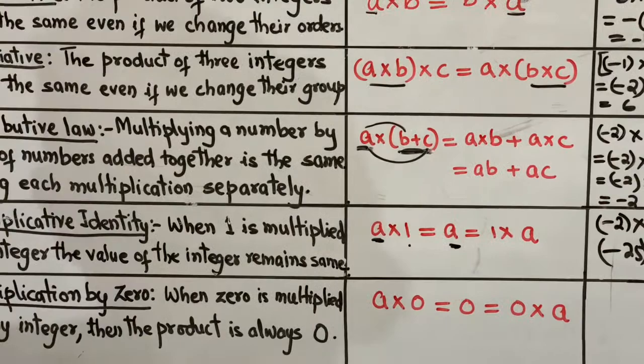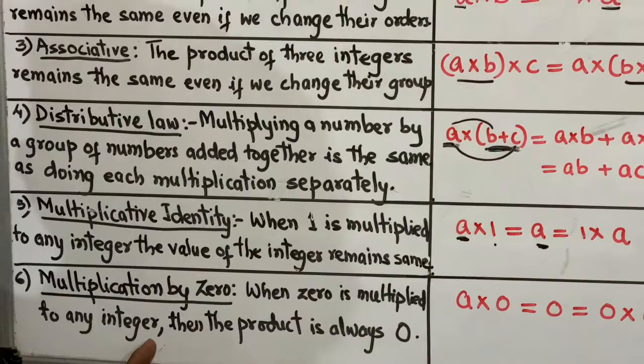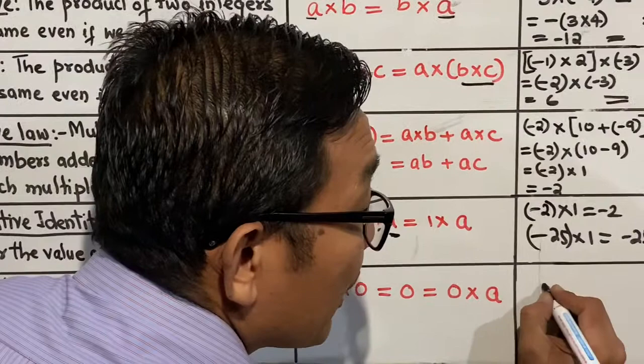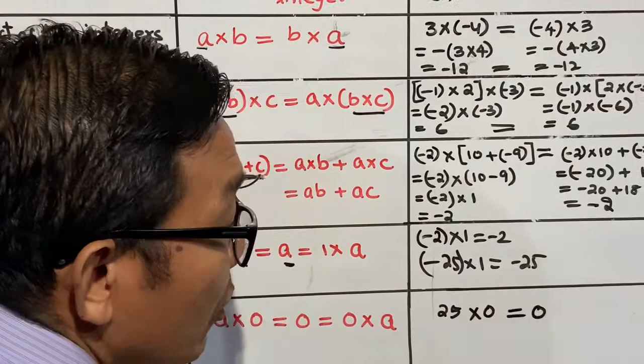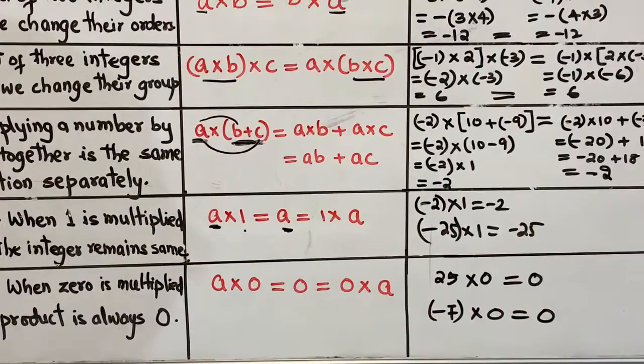Multiplication by 0. When 0 is multiplied to any integer, then the product is always 0. In this example, 25 times 0 is 0, negative 7 times 0 is also 0. So what do you mean 0... This is the properties of multiplication.